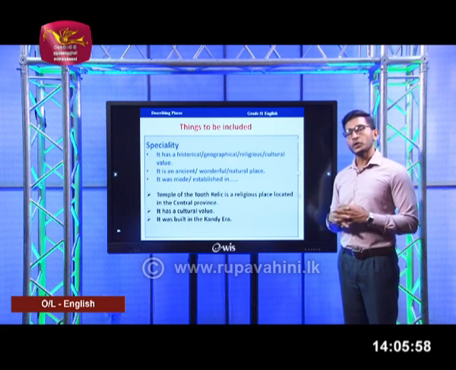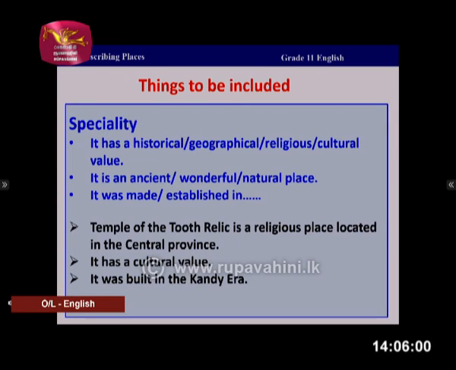This slide shows you the most important sentence structures that you can use to describe what's special about the place or what makes the place special. Let's read them. It has a historical value, geographical value, religious or cultural value. It is an ancient place, a wonderful or natural place. It was made or established in, and you can write a year there.